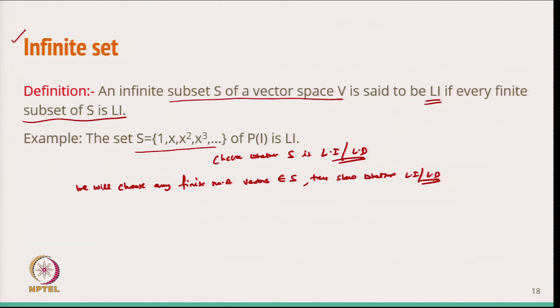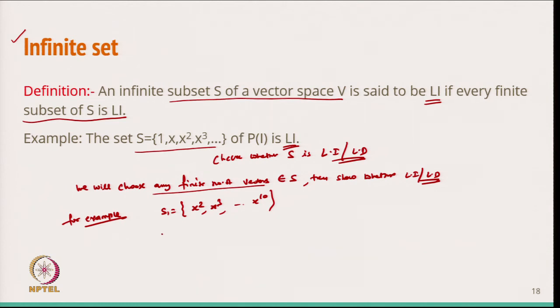Okay. So, you take any finite number of vectors and show that, suppose it is coming Li, then you can take any other vectors that is also coming Li, only then you can say that this is a Li set. So, like this one. In this case, this is a set I am taking. So, I just choose, for example, a set S1 as x square, x cube, up to x 10.